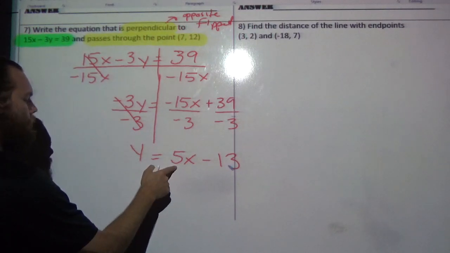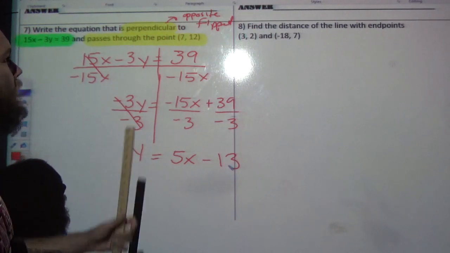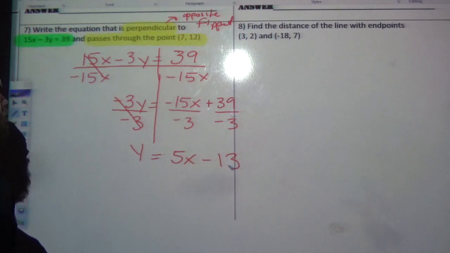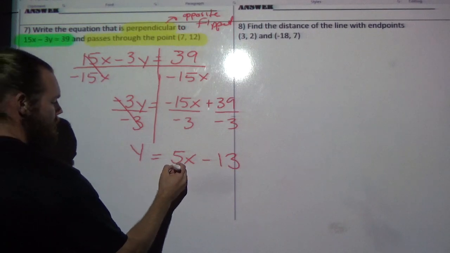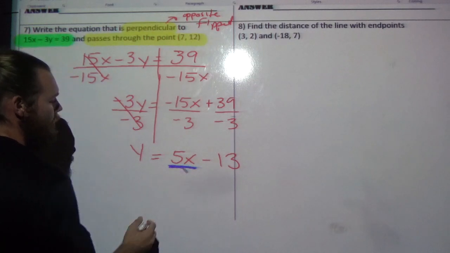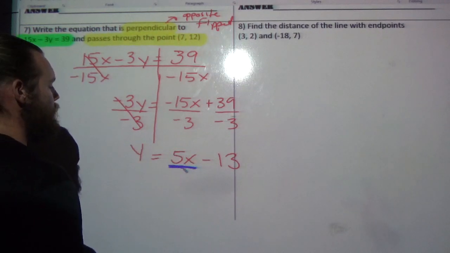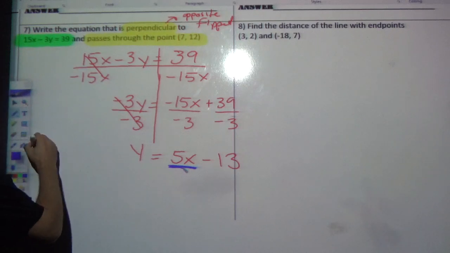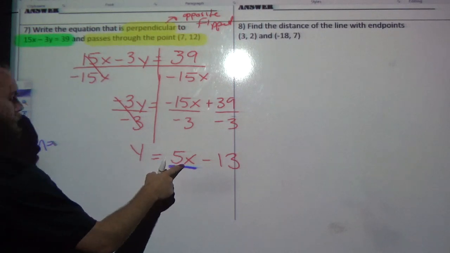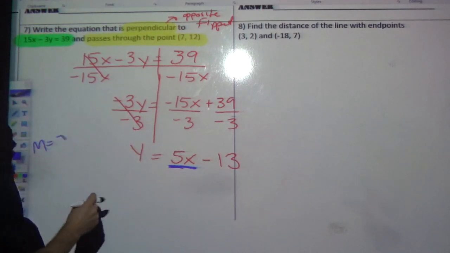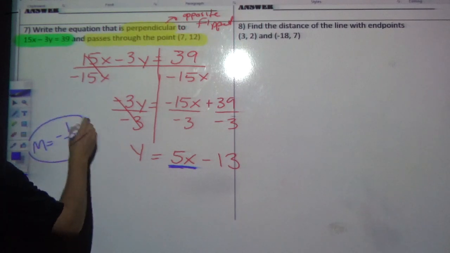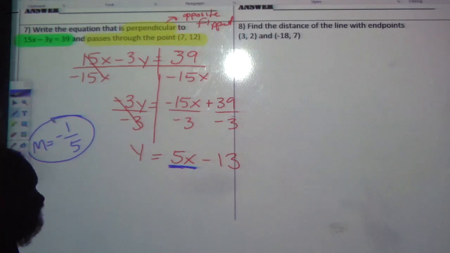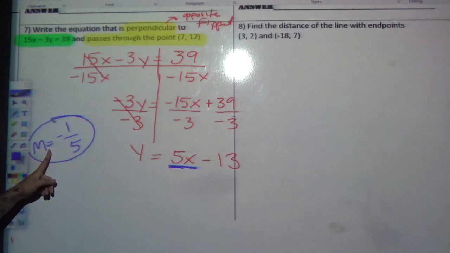Okay, this is not your answer. This is what you're going to find your perpendicular line from. All right, so our slope for our perpendicular line has to take this slope, flip it, and switch it. So our new slope is going to be, instead of positive, it's going to be negative. And instead of 5, it's going to be 1 over 5. So that is our perpendicular slope that we're going to be using.